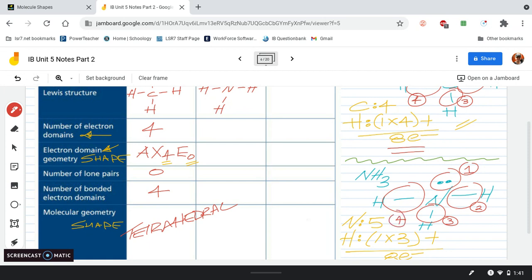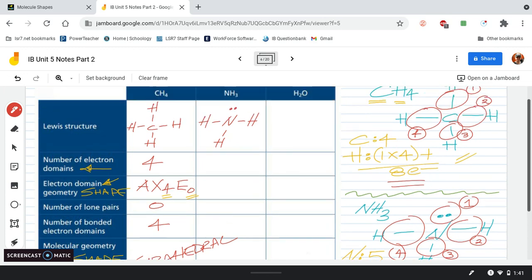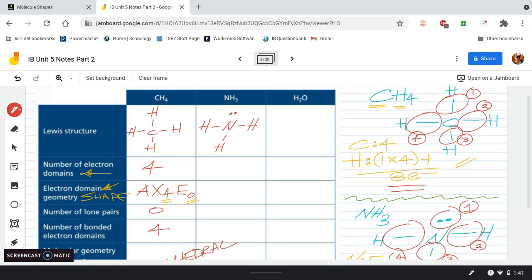Now, a lone pair is just one domain, right? A single bond is one domain. A double bond is one domain. A triple is one domain. So this has 4, same as the one next to it. But here's the difference. It's not the same shape.